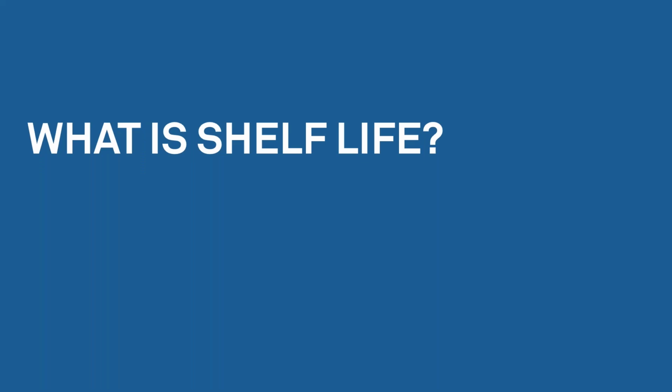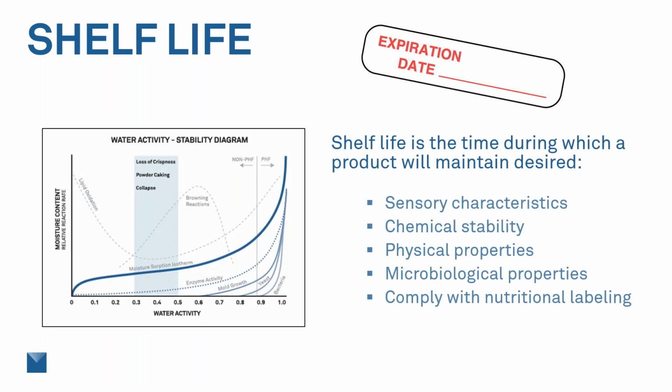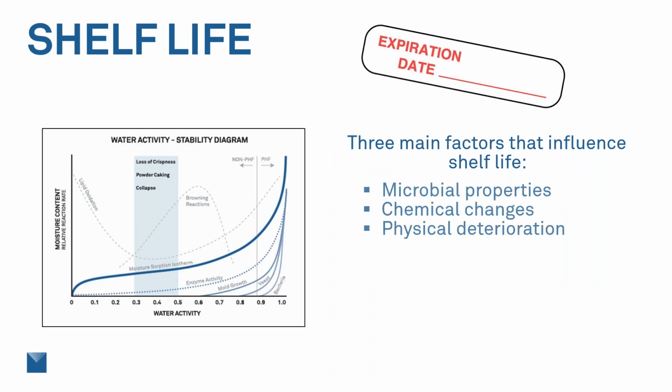All right, so what exactly is shelf life? Well, normally we think of it as an expiration date or a use by date. Really, shelf life is the time during which a product will remain desirable. Now, this means it can have changes, but it's at a point where it is no longer desirable or acceptable to a consumer. So these involve sensory characteristics, chemical stability, physical properties, microbiological properties, so mold and other microorganisms, and it still needs to comply with nutritional labeling. So if we have a vitamin quotient in there, then we need to make sure that it stays that way.